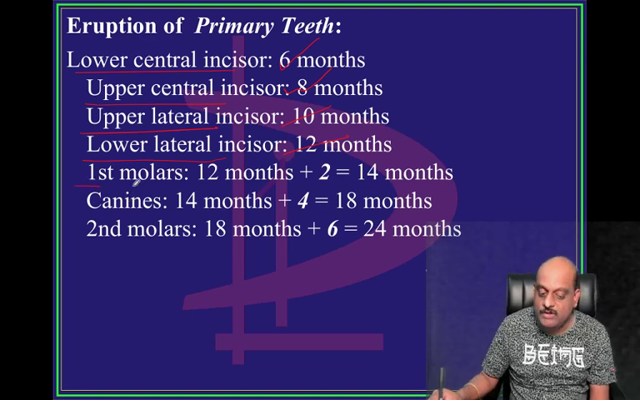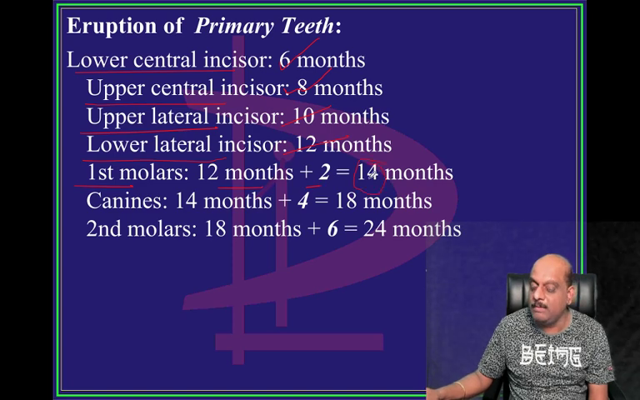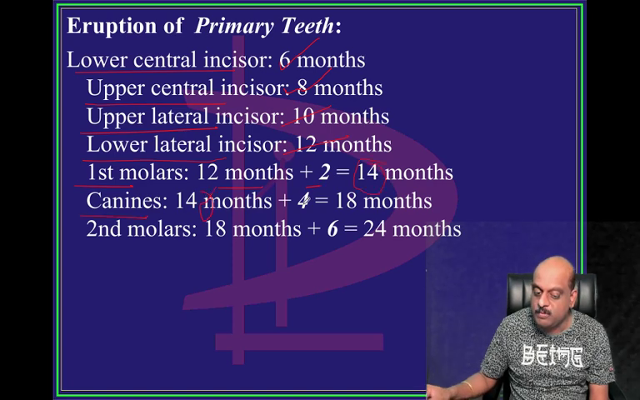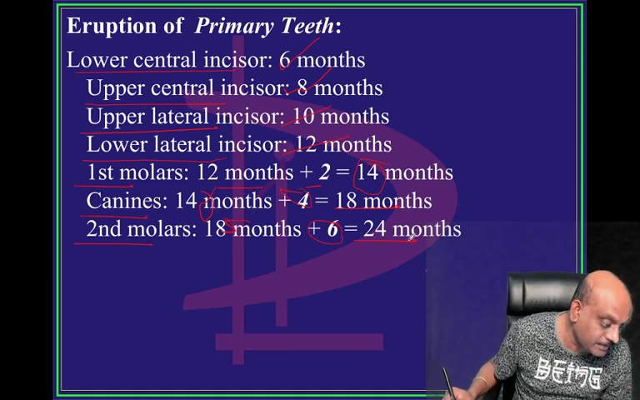First molar is 12 months plus 2, 14 months. Canines 14 months plus 4, 18 months. Second molars 18 months plus 6, that is 24 months.